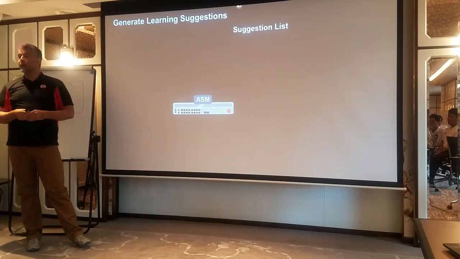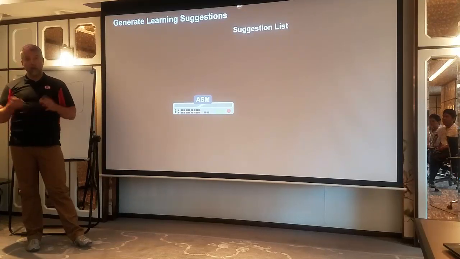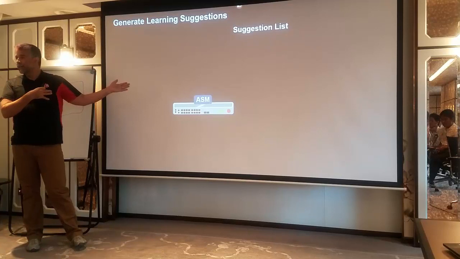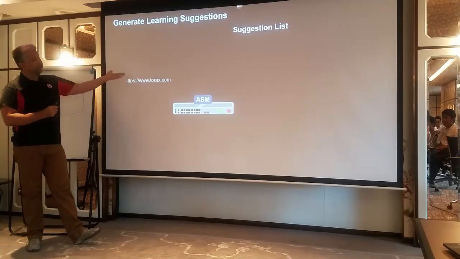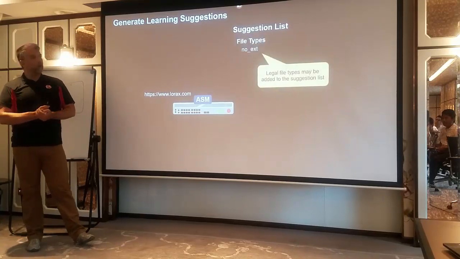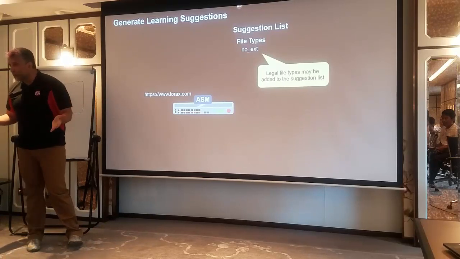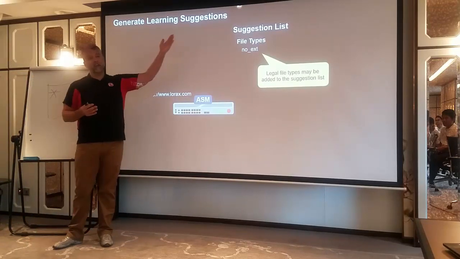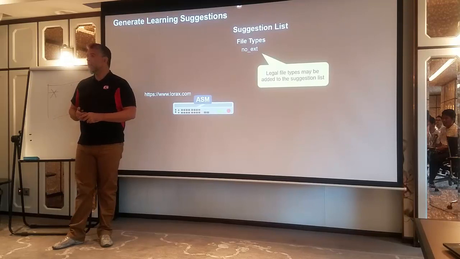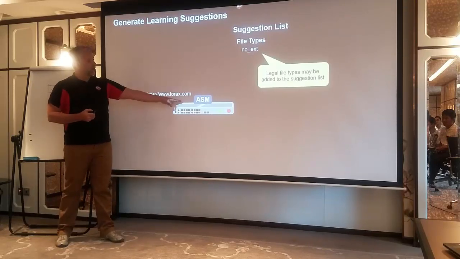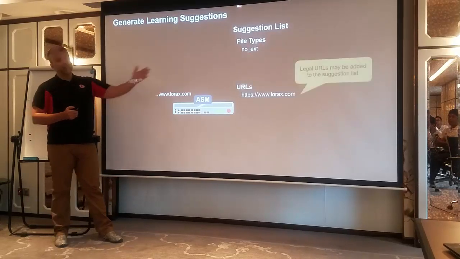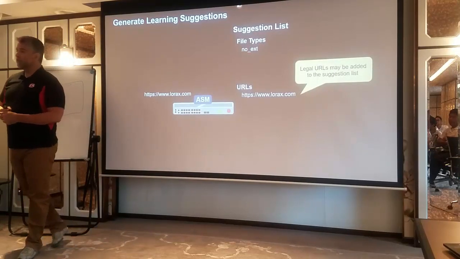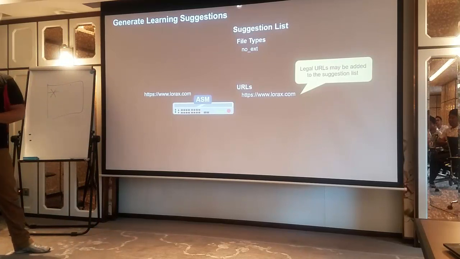So the first thing we're going to talk about are learning suggestions. We already talked about this. I just showed you a slide, the suggestion list, for traffic learning. So this is kind of a review. Requests come in. As requests come in, depending upon if the policy is configured to do so, we might start getting a suggestion of the file type that was requested. No file type, no ext. We also might get a suggestion for the URL that was requested. There's a URL suggestion.